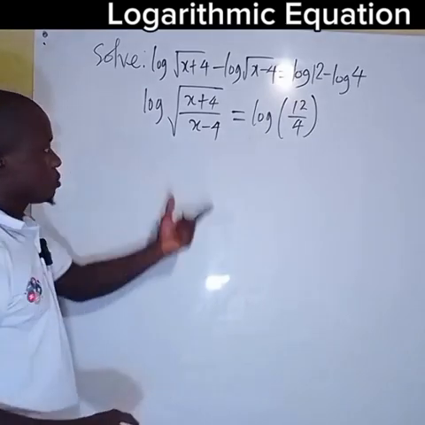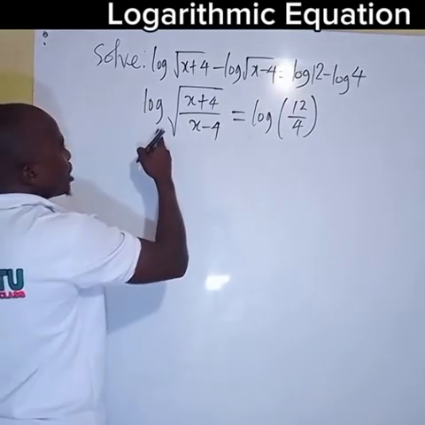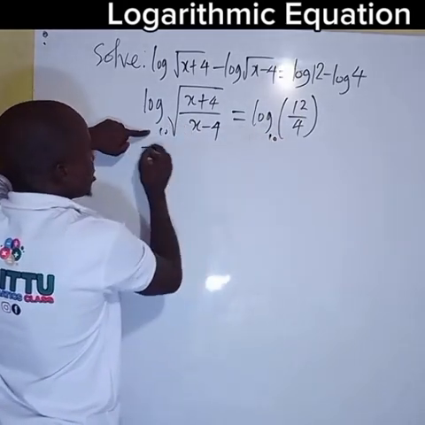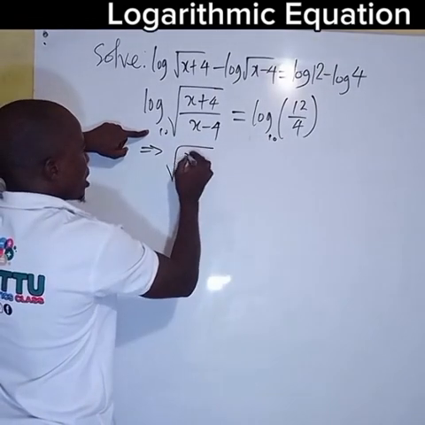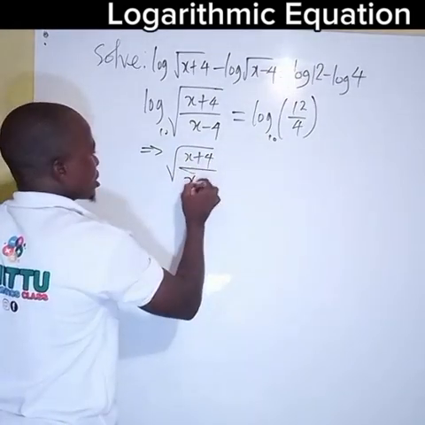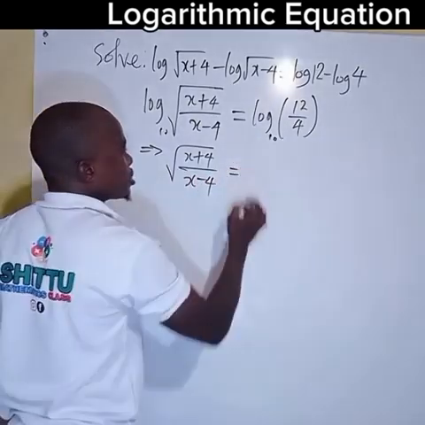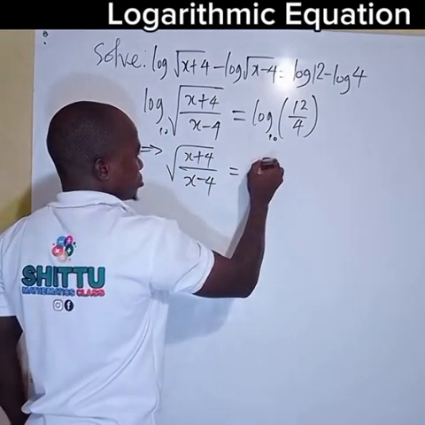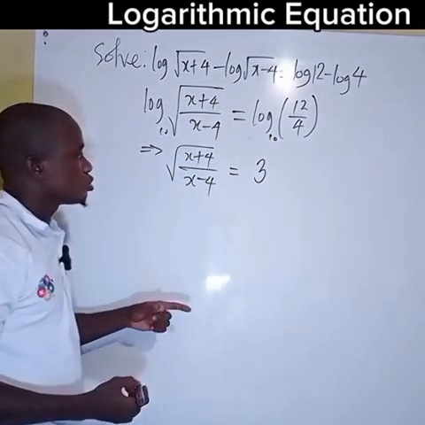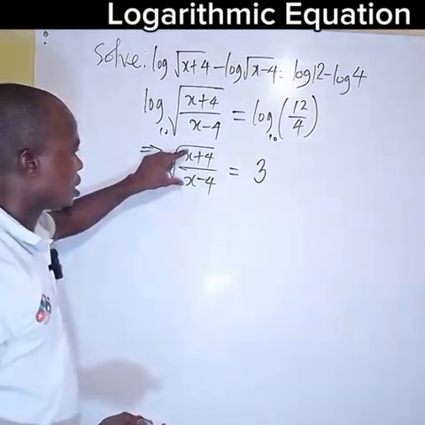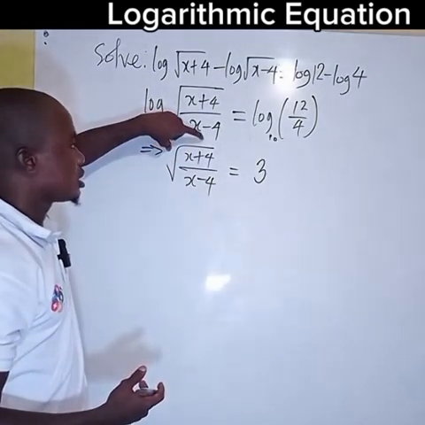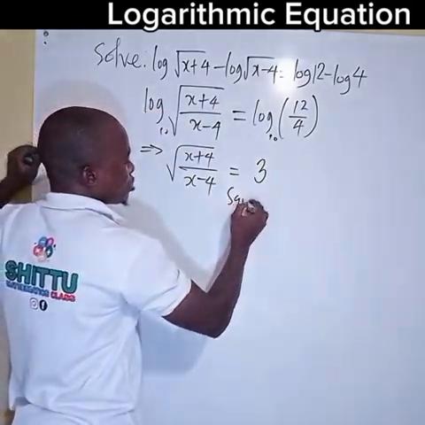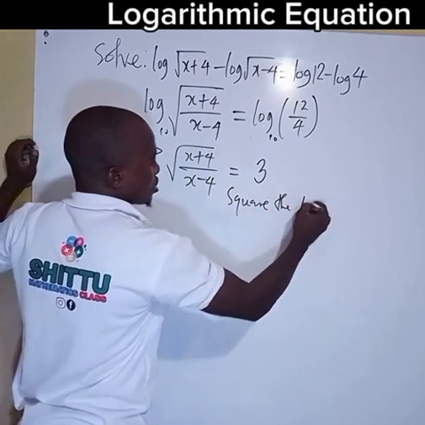Now from there, what are we going to do? We can see that this is log 10 and this is log 10, so it implies that the root of x plus 4 over x minus 4 equals 12 over 4, which is 3. Now we are looking at the value of x, and the x is enclosed by this radical sign, so we square both sides.